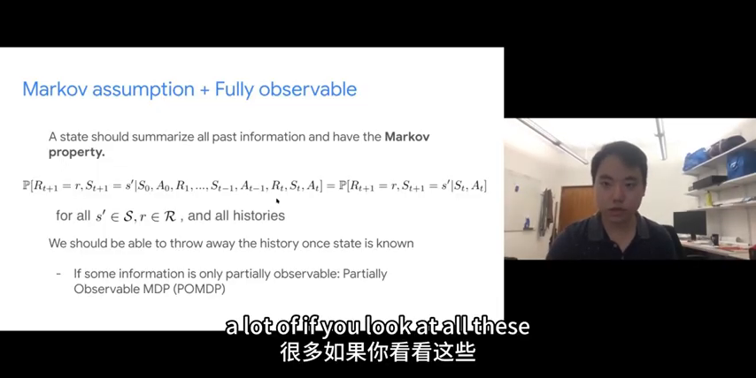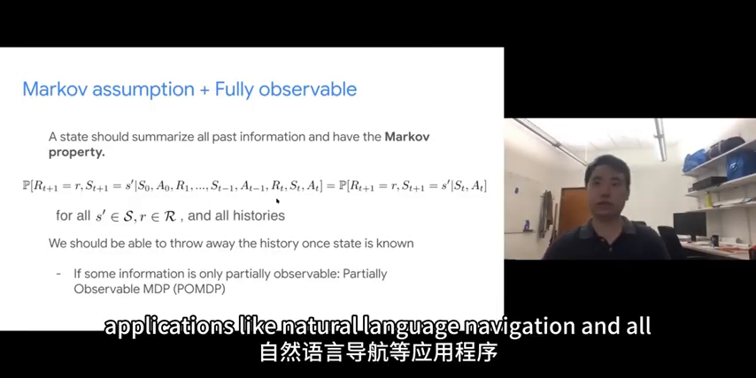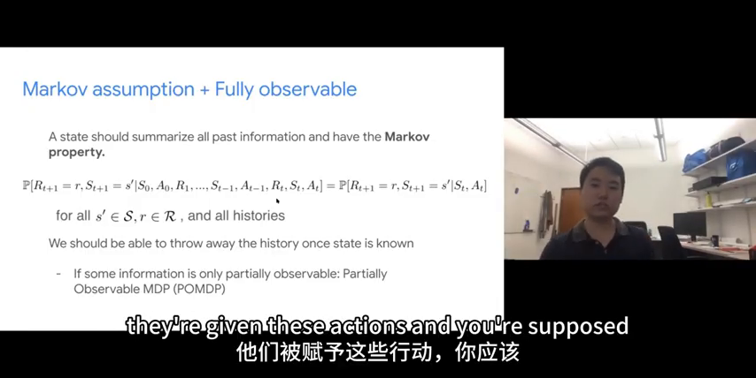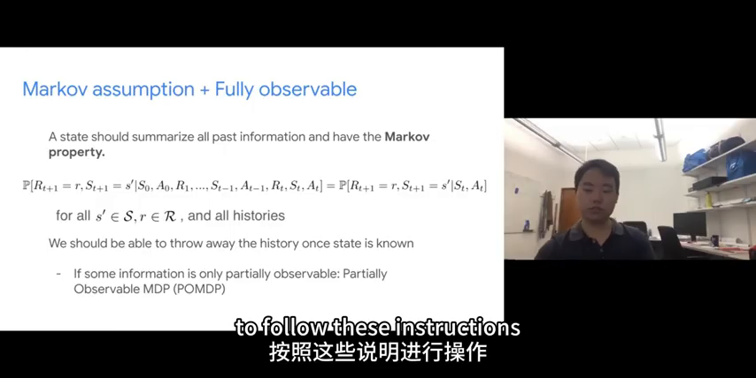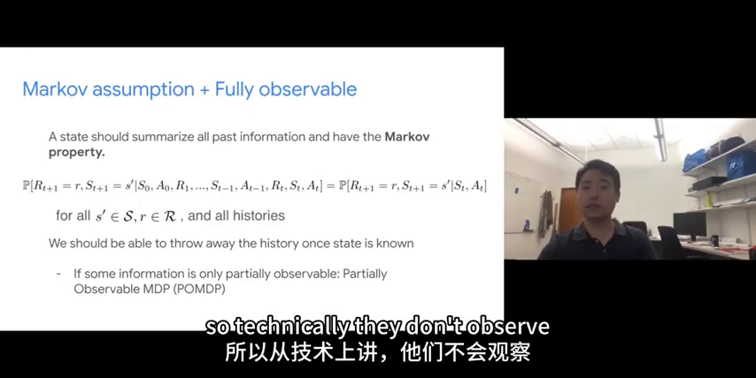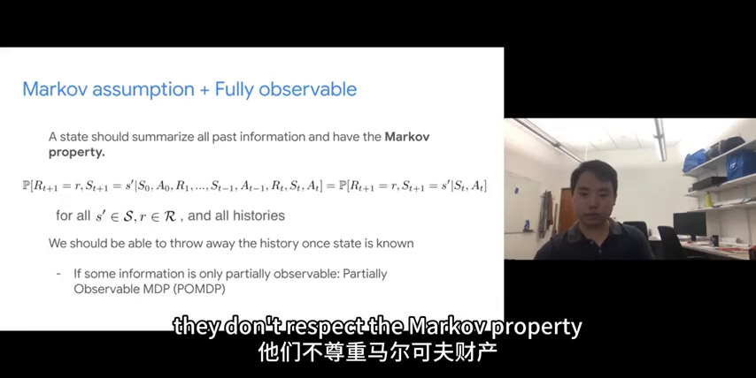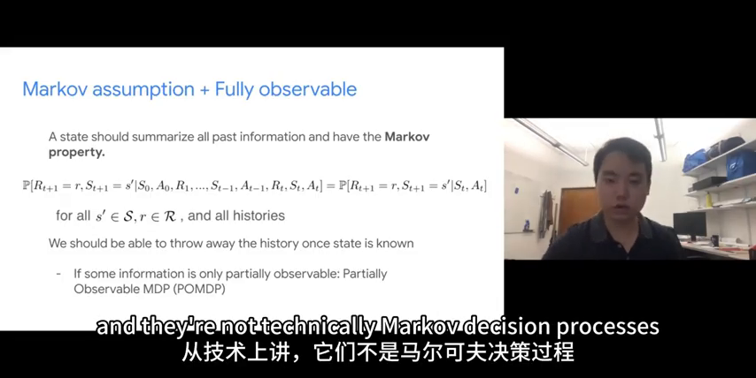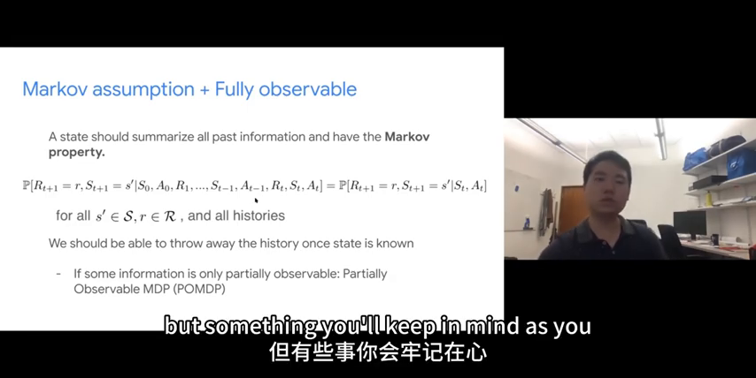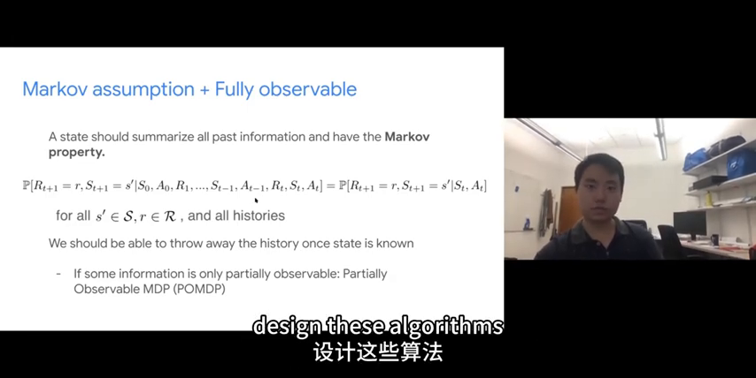So this is quite important. A lot of these applications, like natural language navigation, are given these instructions and you're supposed to follow them. They just give it at the start, right? So technically they don't respect the Markov property, and they're not technically Markov decision processes, but it's something to keep in mind as you design these algorithms.